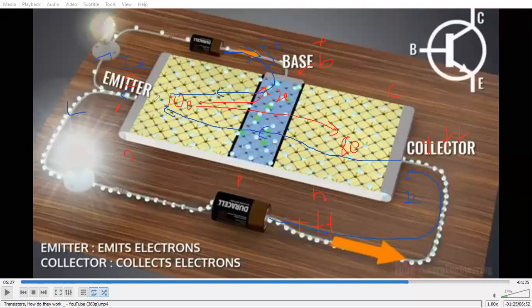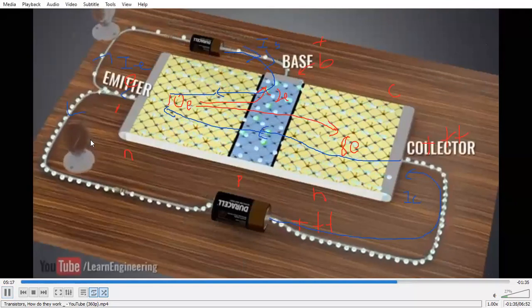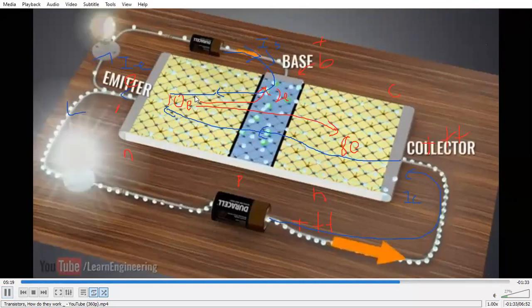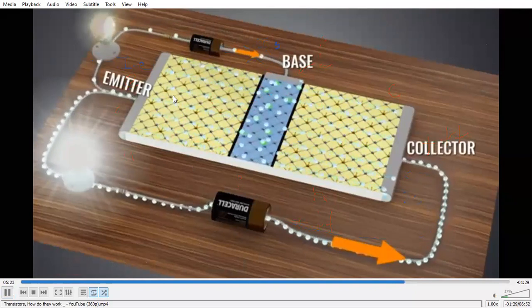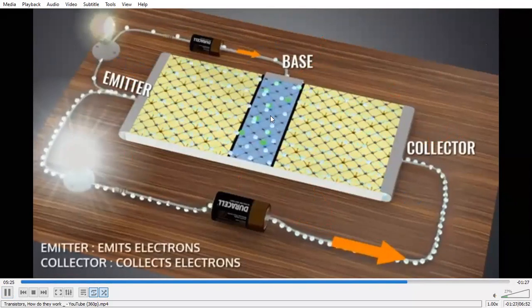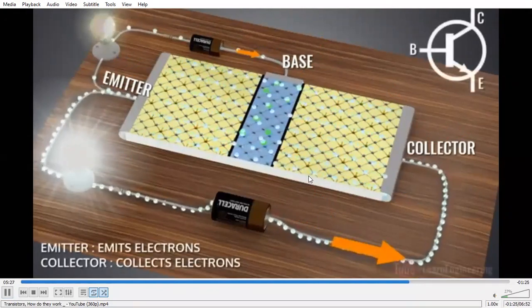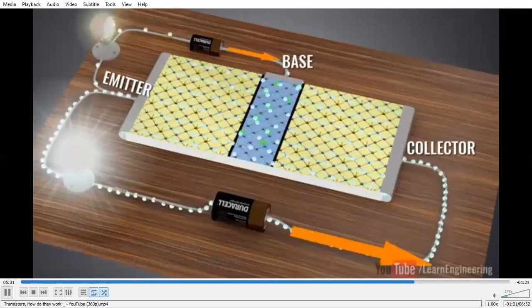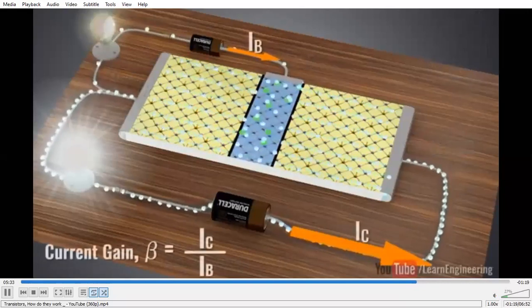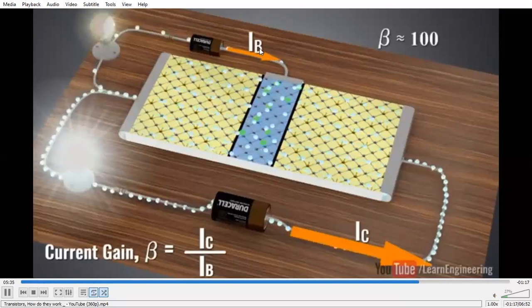Current is in the opposite direction of electron. If your electron moves this way, that means current moves in the opposite direction. You can see that fewer charges go to the base, more charges go to the collector. So this is for the NPN transistor.